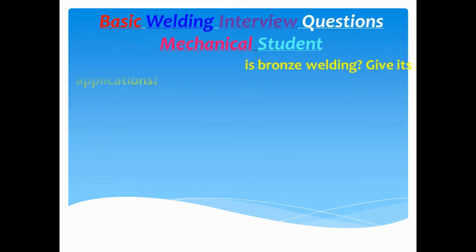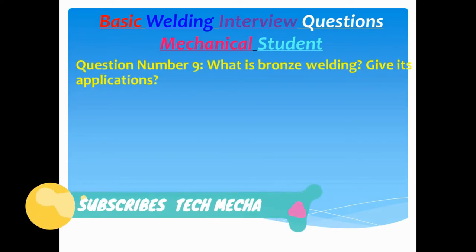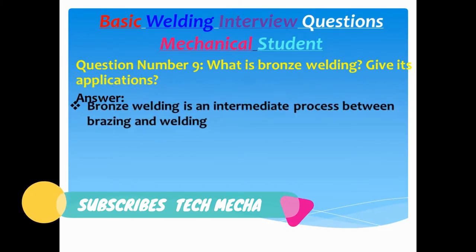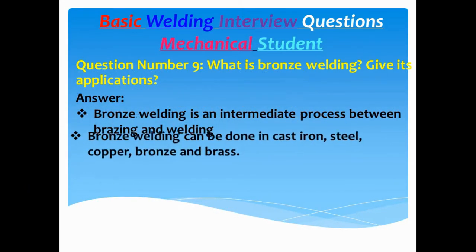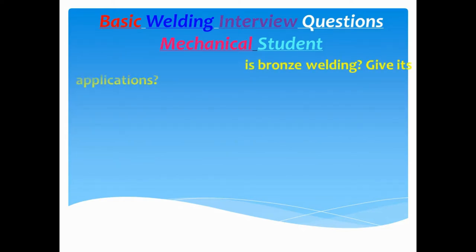Question number 9. What is bronze welding? Give its applications. Answer. Bronze welding is an intermediate process between brazing and welding. Bronze welding can be done on cast iron, steel, copper, bronze and brass.